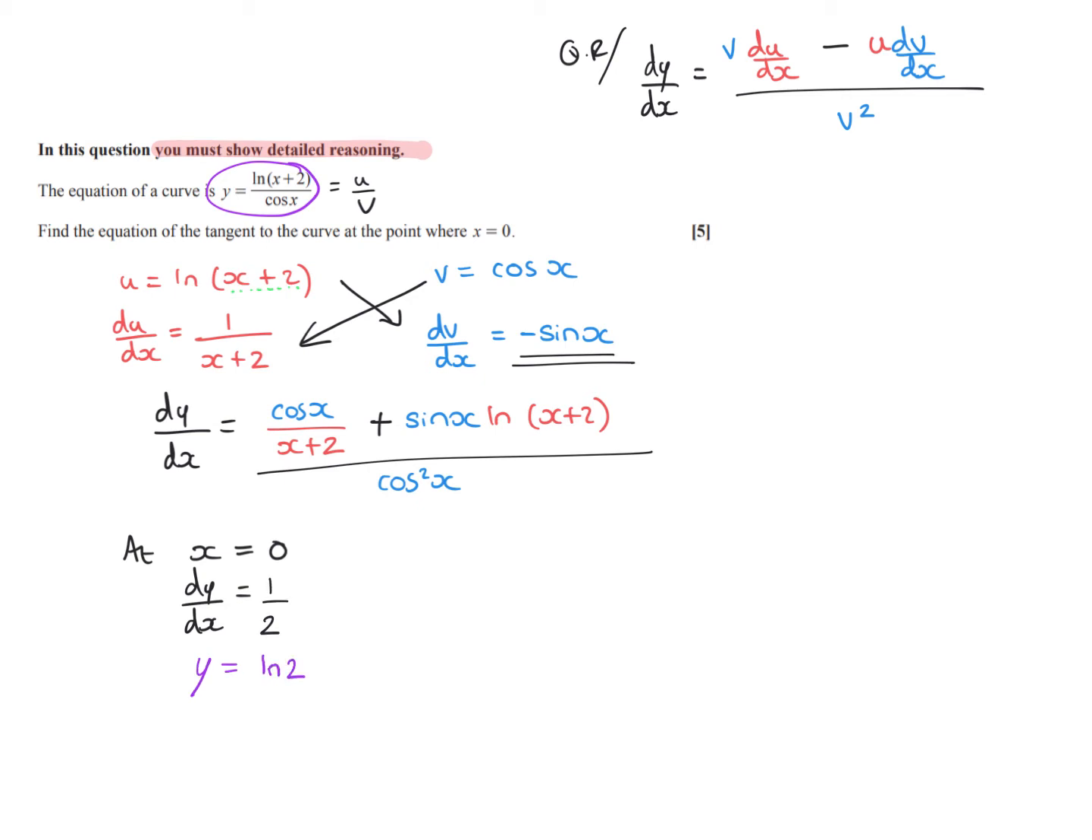So we can then use our equation for a straight line here, and we get y minus ln 2 equals 1/2 of x. x1, of course, is equal to 0. So this gives us y equals 1/2 of x plus ln 2.